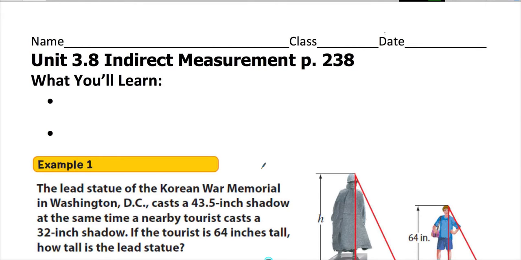So today we're going to finish up the first part of the unit, and this is lesson 3.8, called Indirect Measurement. This is page 238. Go ahead and make sure your name is at the top, and your class hour, and put today's date.